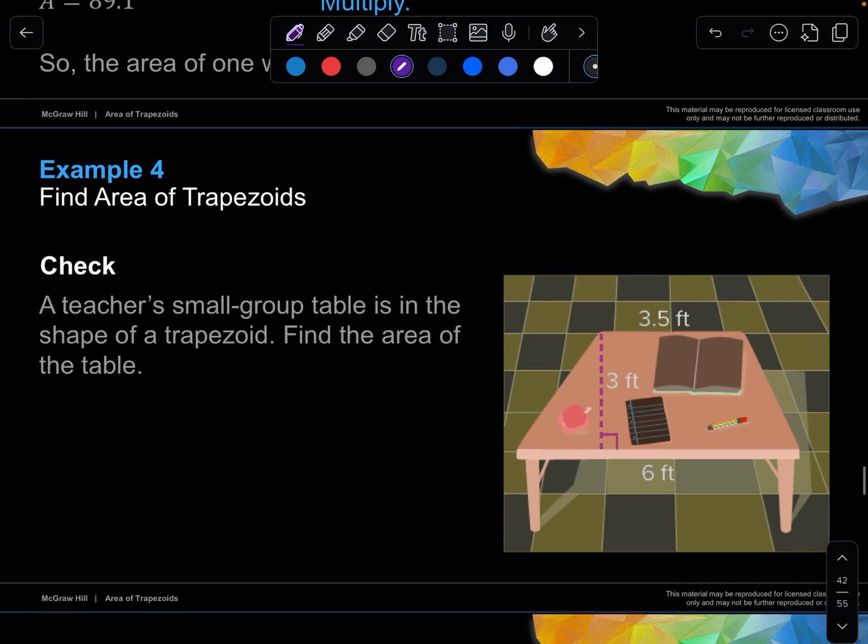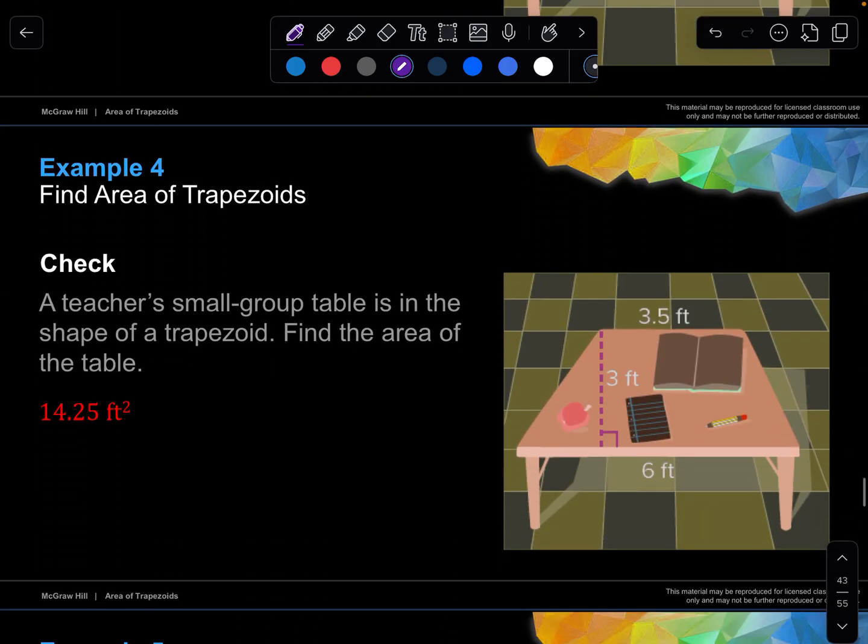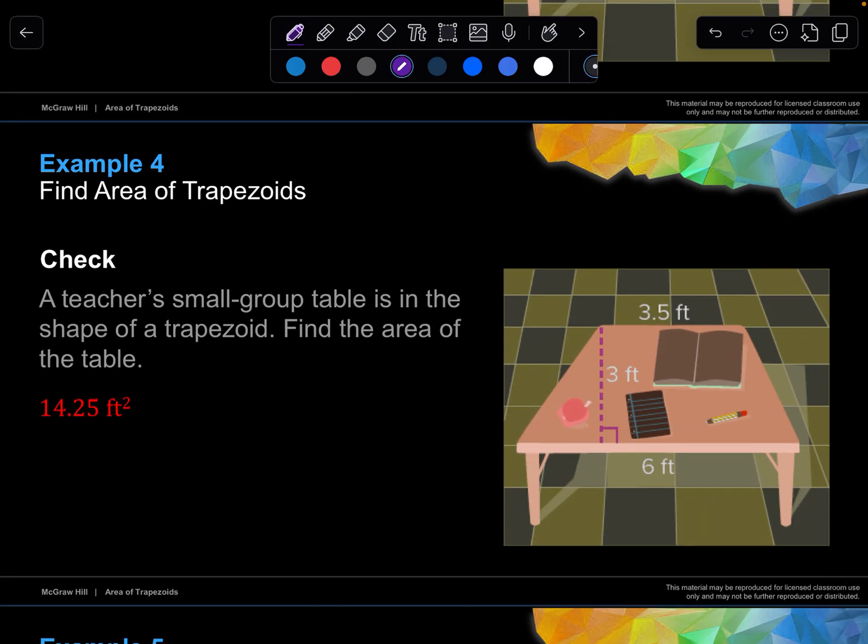Alright, I want you to pause this right here. Look at this check problem. Look at the dimensions given to you in the diagram and find the area of the table. There you go. The area of the table is 14.25 square feet.